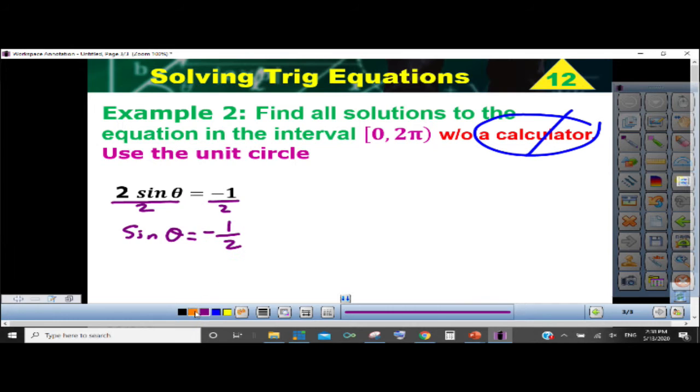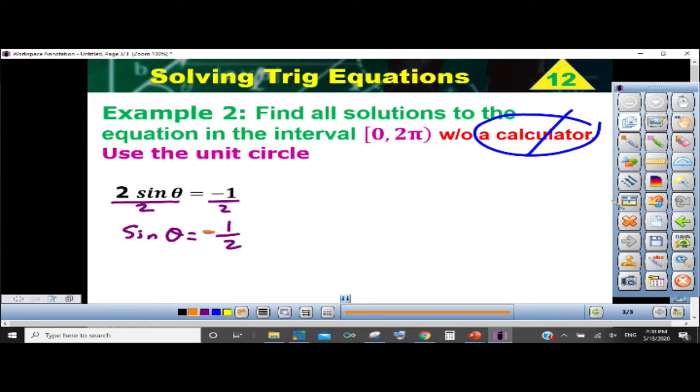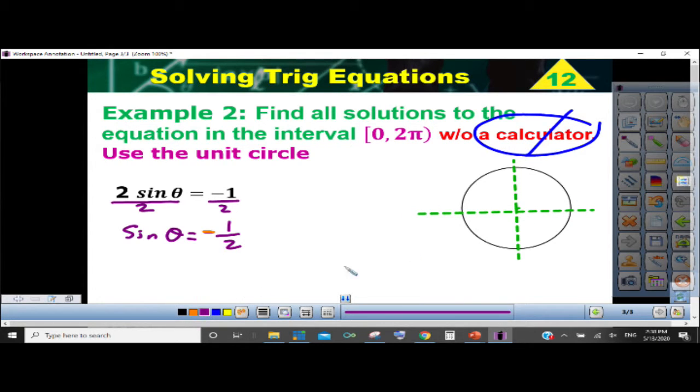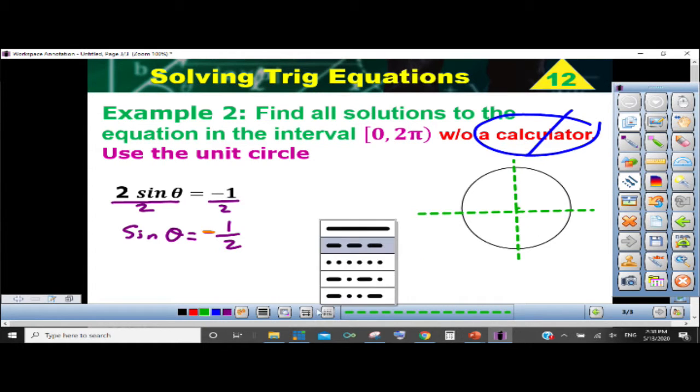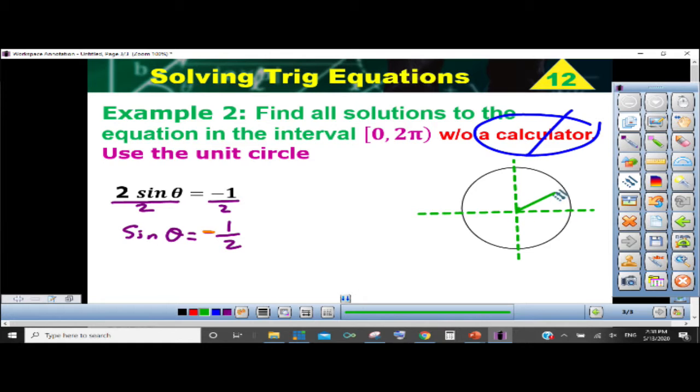I'm going to choose a different color for this negative because that's important. Now I have to think. Which angle has a sine of negative 1/2? Okay, back to my unit circle. Which angle has a sine of negative 1/2? Which one do you think? I think you know. The sine of 1/2 is actually at 30. So I'm going to go back here and put 30.